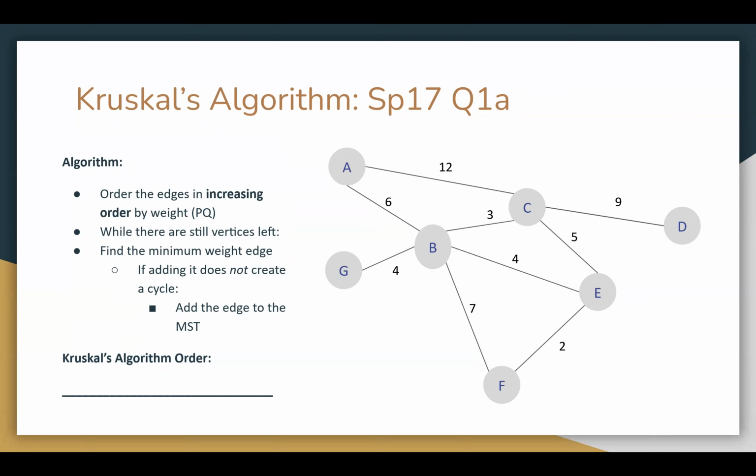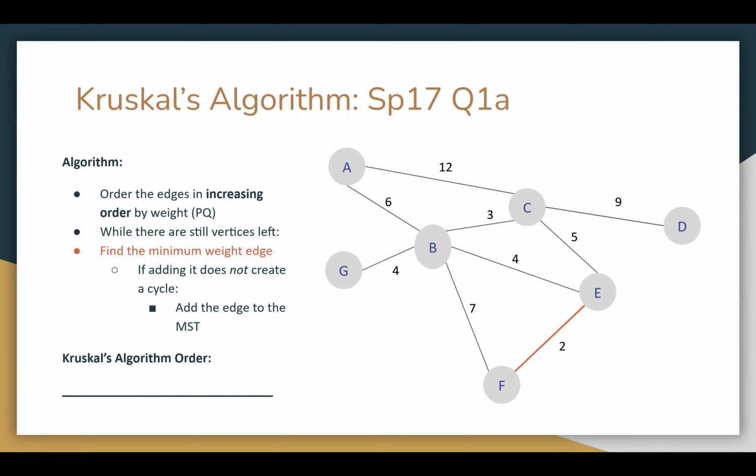Okay, does anybody have an idea of how they would do it? Okay, if not, we'll just start. So the first thing that you do in Kruskal's is we find the minimum weight edge, and over here that's going to be EF because it has a weight of 2.